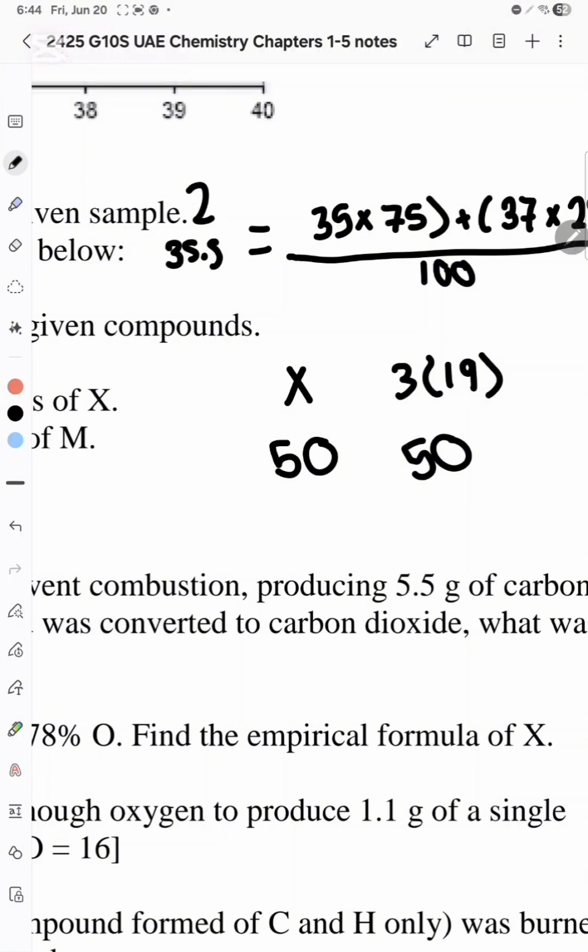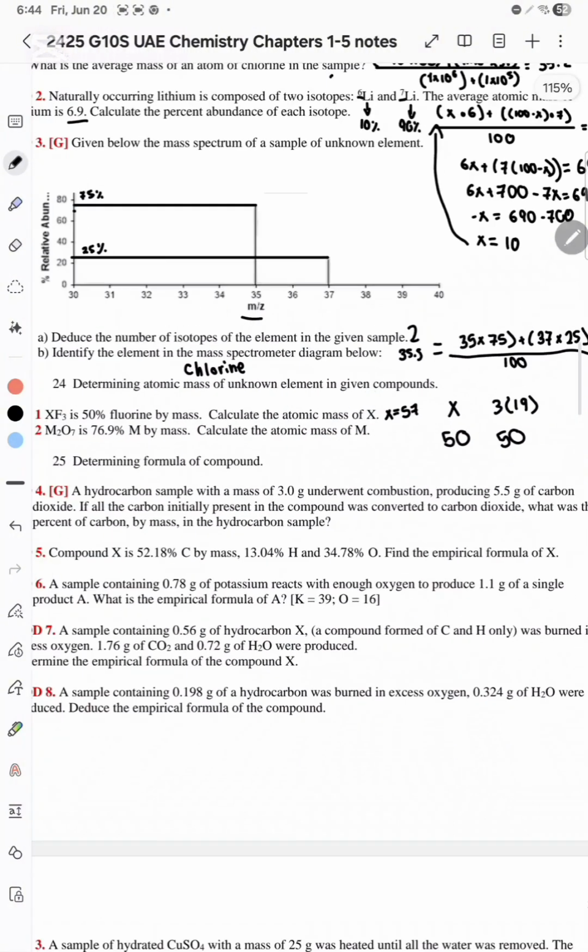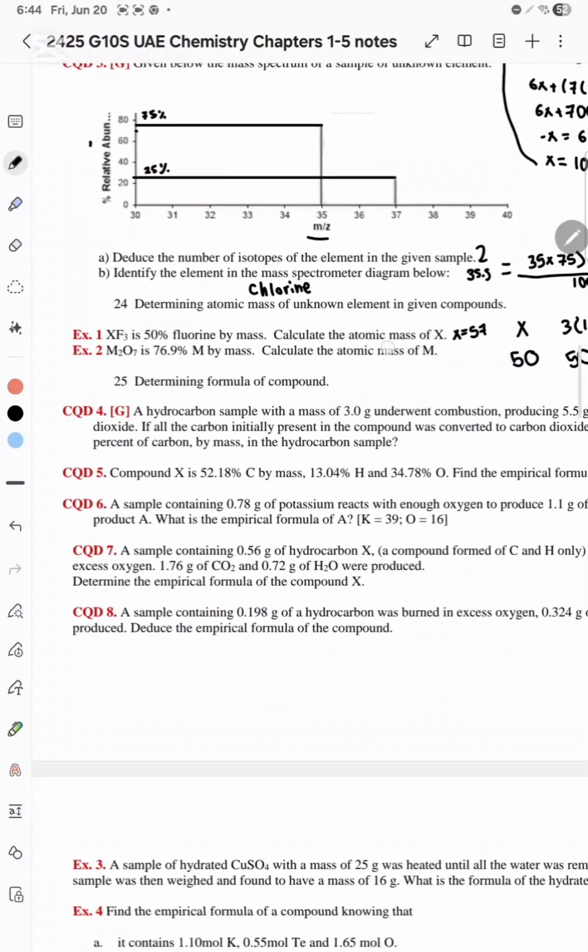So what we're going to do practically is just cross multiply. So 50 times 3 times 19 divided by 50 should give us 57. So X equals 57 grams. And they don't ask us what compound this is, so it doesn't matter.